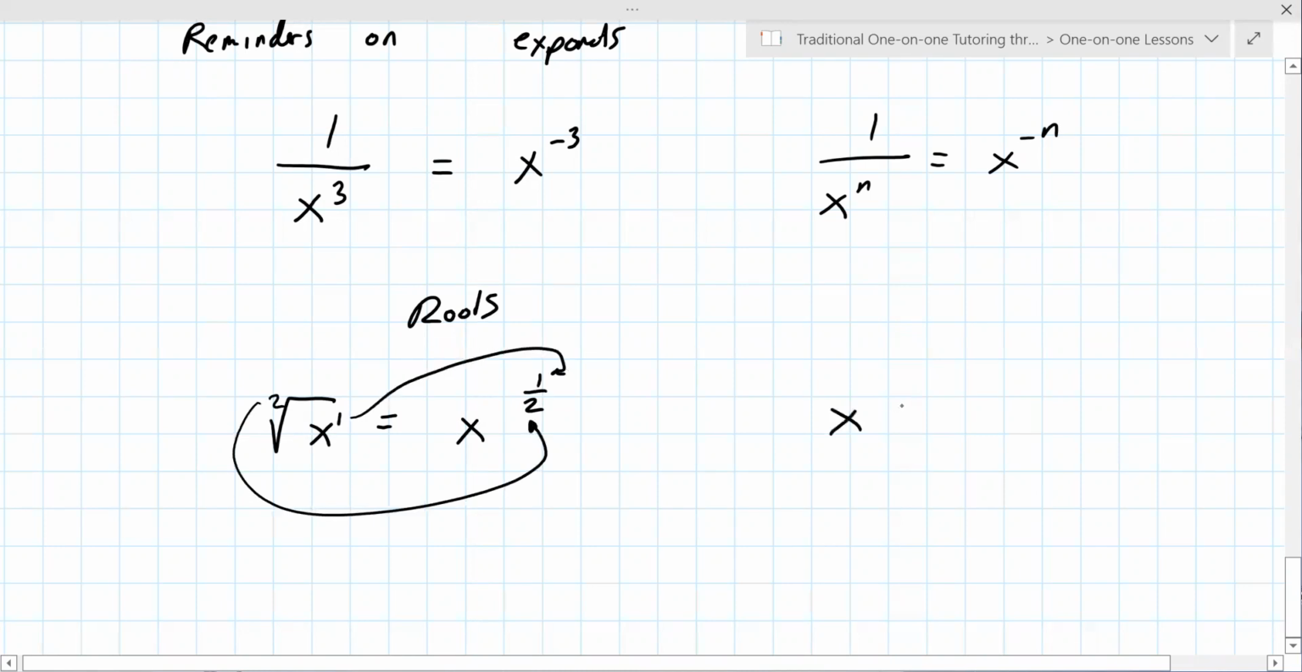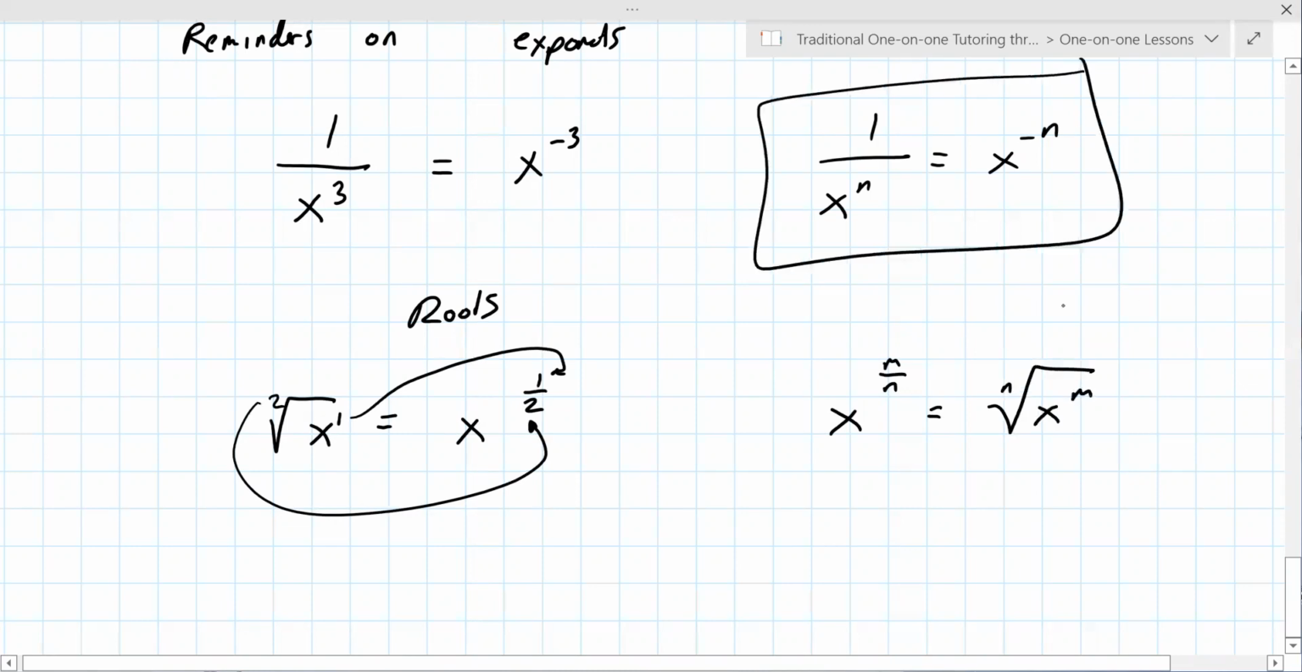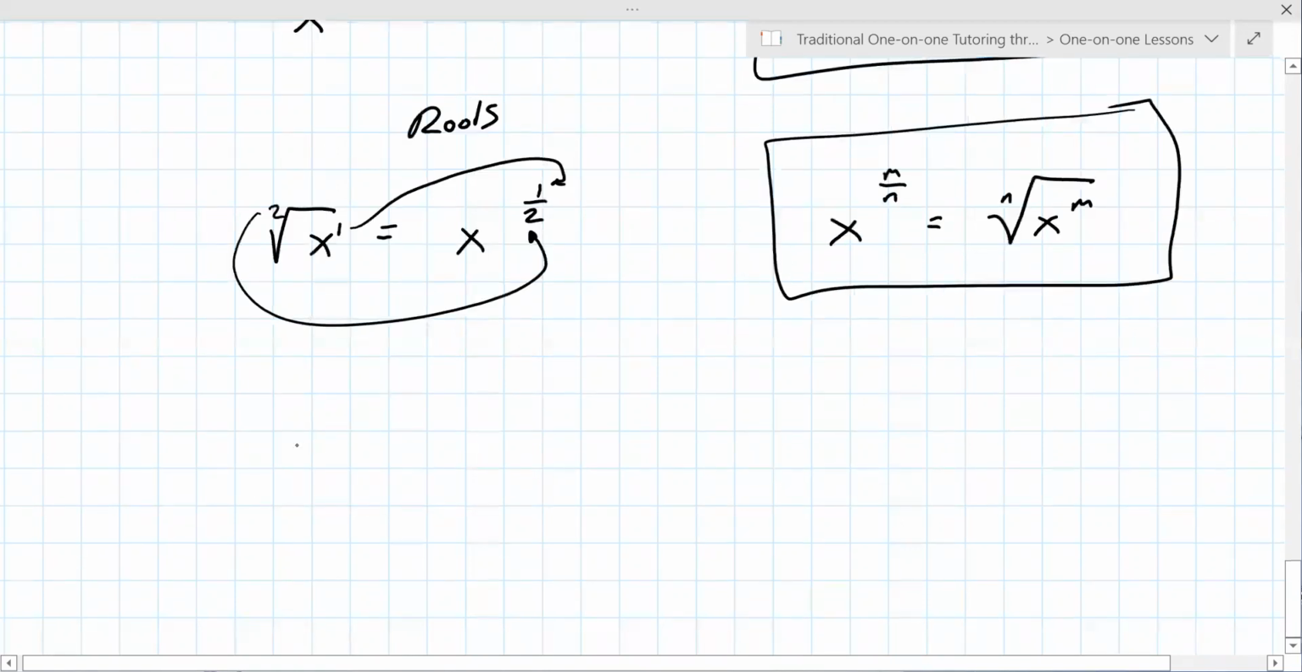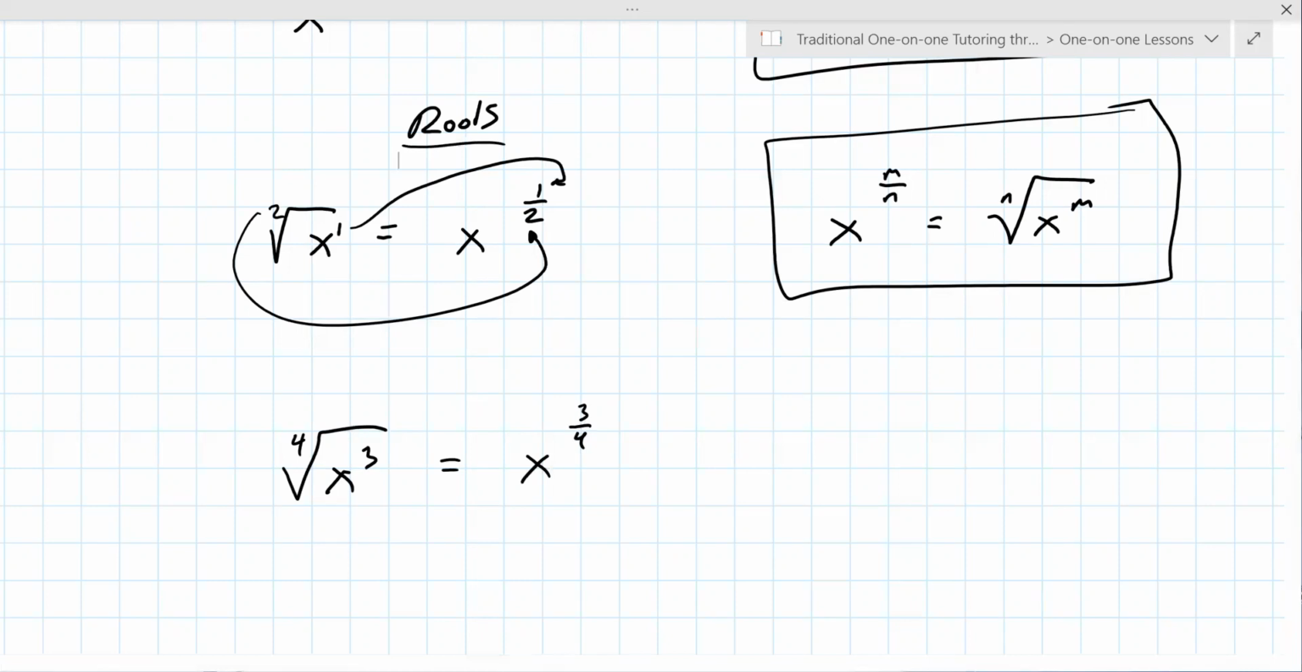More generally, x^(m/n) is the nth root of x^m. I'm bringing that up because you might get a problem where it tells you it's the 4th root of x cubed, and you need to write it as x to the 3/4 power. Be able to do that. So you've got to have some sort of reference.